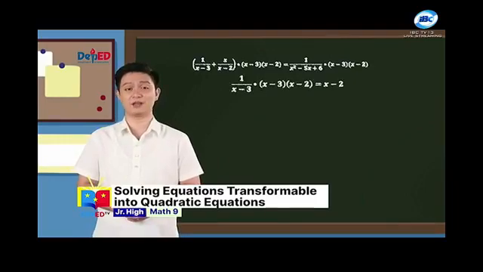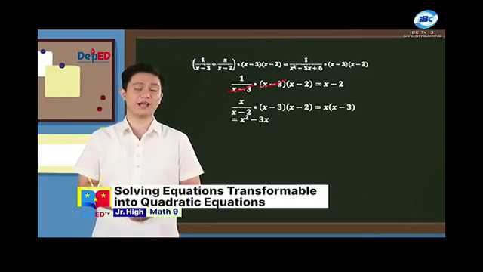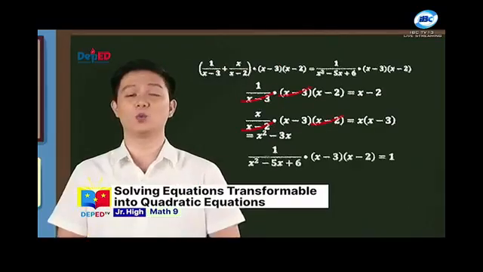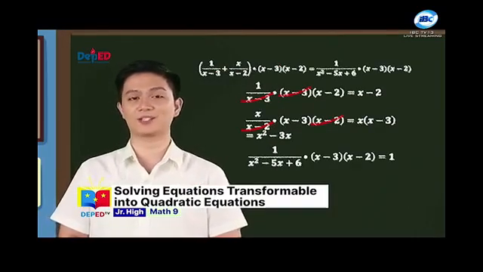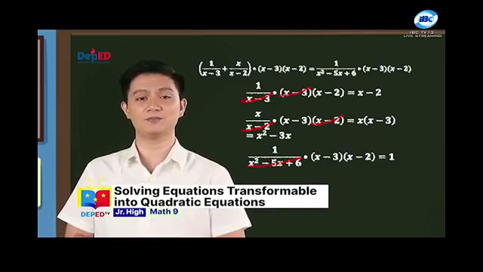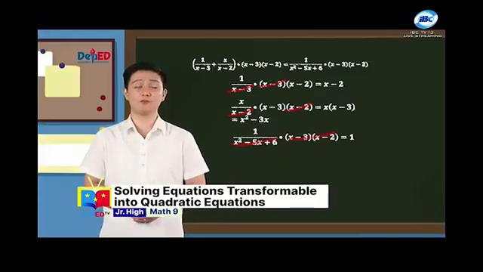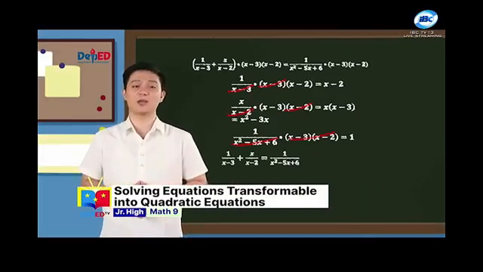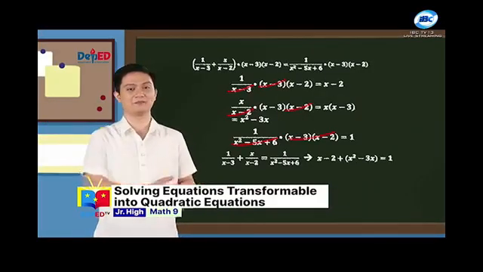1 over x minus 3 times the LCD is equal to x minus 2. X over x minus 2 times the LCD is equal to x squared minus 3x. 1 over the trinomial x squared minus 5x plus 6 times the LCD is equal to 1. Therefore, the rational algebraic equation can be written this way.